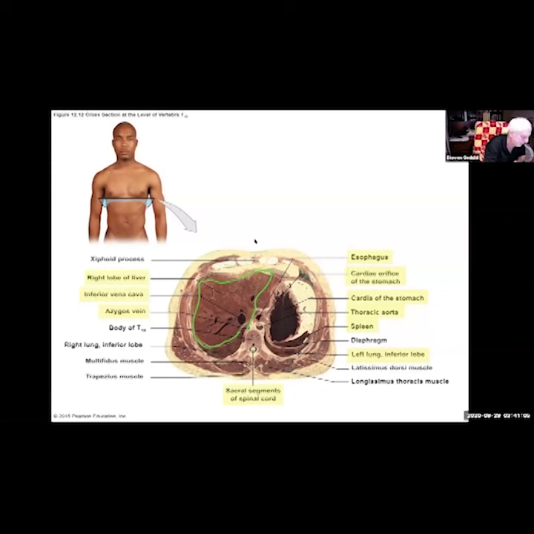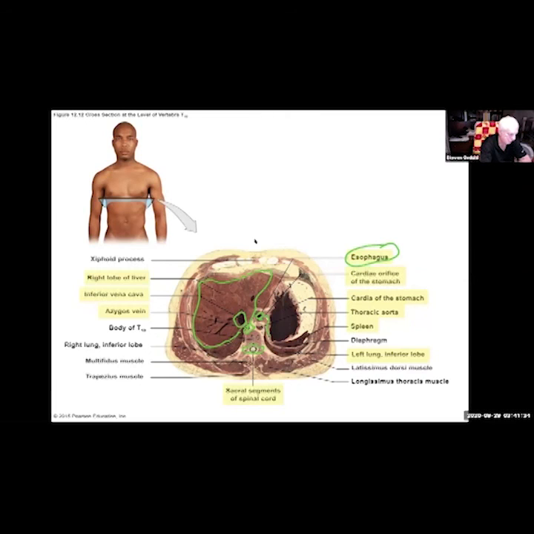You have the inferior vena cava, which brings blood back to the heart, and the azygous vein, which dumps into the inferior vena cava. You have the sacral segment of the spinal cord. You have your esophagus, which still runs down, that black tube right there. You have the cardiac orifice of the stomach. Here's your stomach muscle. This is your stomach, and this is the opening into the stomach.